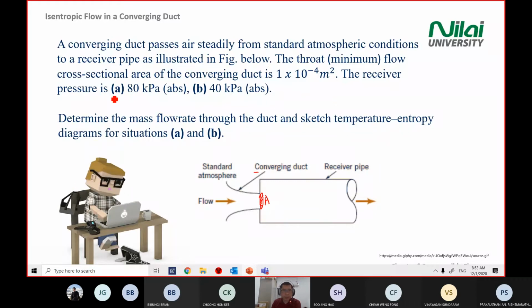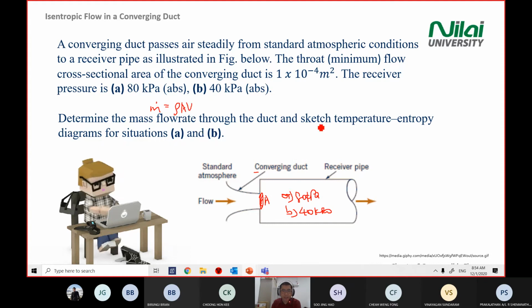Receiver pressure is given. You have two cases. So one case is A, 80 kilopascal here. For case A, later after you finish A, you do B. You will drop to 40 kilopascal. What happened to the other parameters? Okay, determine the mass flow rate, m dot. Again, recall what is m dot: rho AV. M dot equal to rho AV. Through the duct, which is here, sketch the temperature entropy diagram. You need to sketch T versus S diagram.